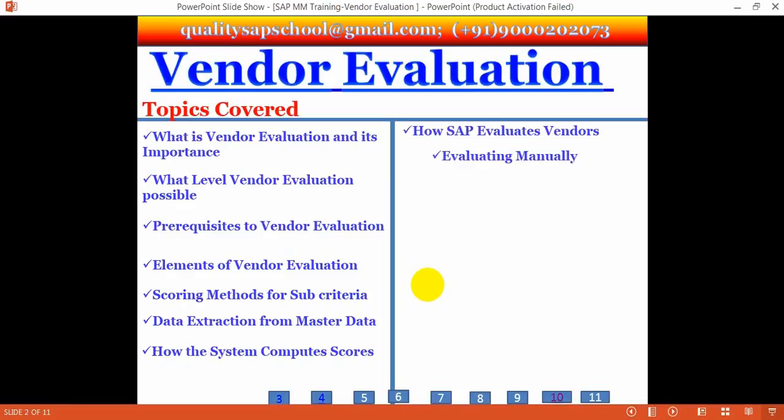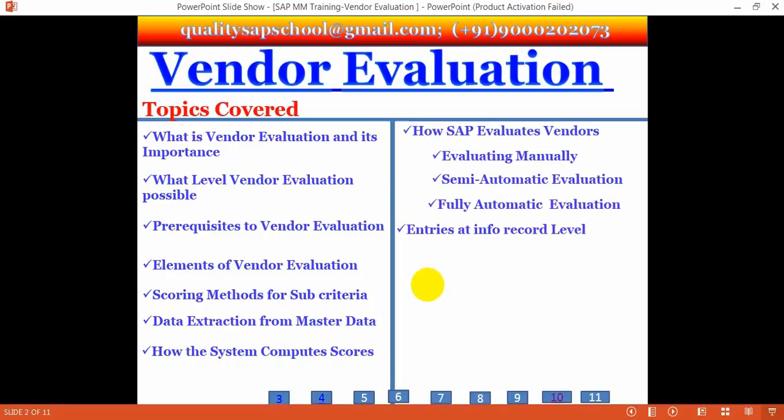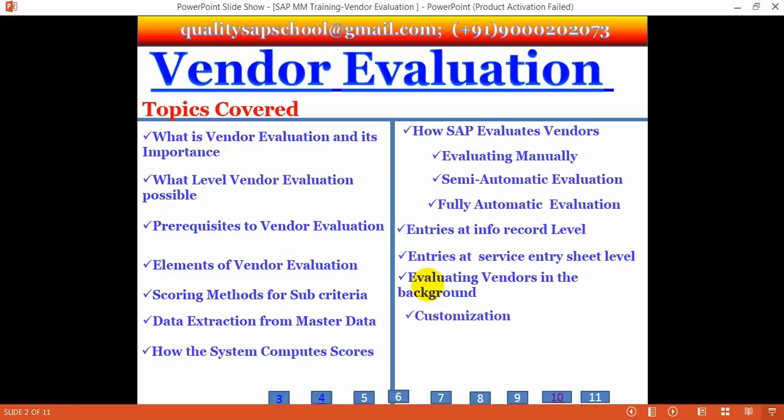evaluating manually, semi-automatic evaluation, fully automatic evaluation, entries at info record level, entries at service entry sheet level, evaluating vendors in background, customization, reports and analysis in vendor evaluation. All this we are going to discuss today. Today means in this session.